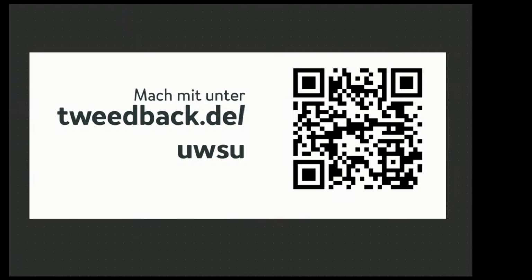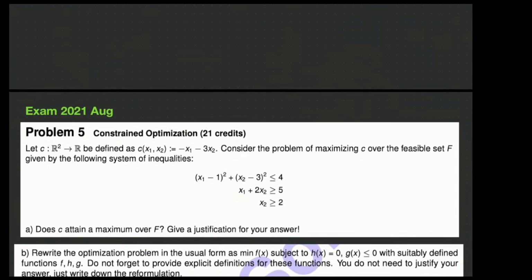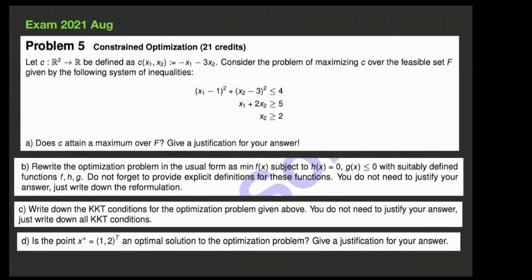So today we'll have ample time for problem solving. I thought we'd just start with one of the more recent exam problems here. That's a problem from a 2021 exam on constrained optimization. I'll give you some time to work on that, and let's see what you come up with as a solution.